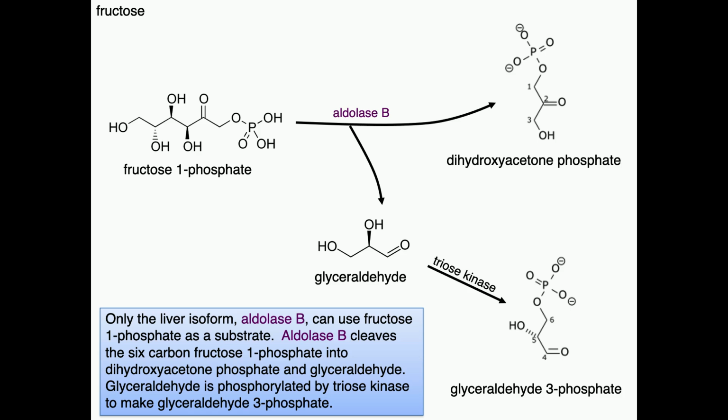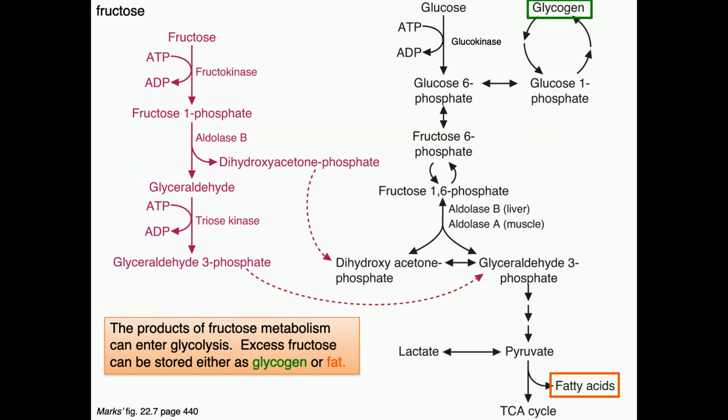There is then a triose kinase enzyme in the liver that can make the glyceraldehyde 3-phosphate. So the liver has this unique ability to use both fructose 1,6-bisphosphate and fructose 1-phosphate as glycolytic substrates. So once we have the triose phosphates generated, then they can go down the glycolytic pathway if the cell is in an energy-consuming state, or they can go up the gluconeogenesis pathway.